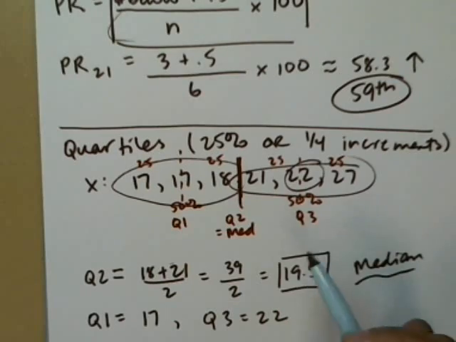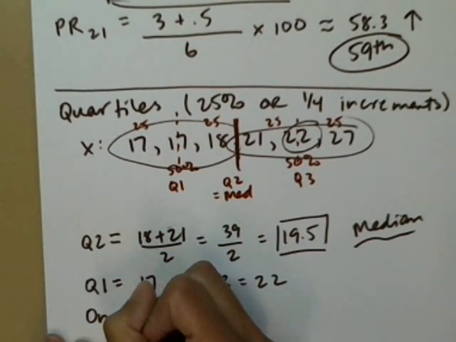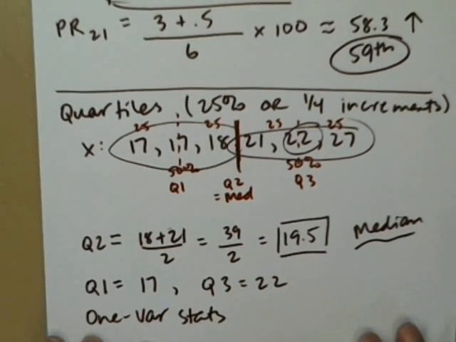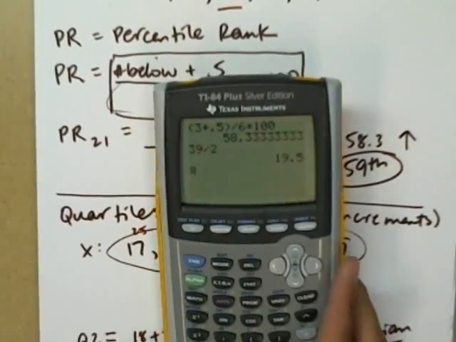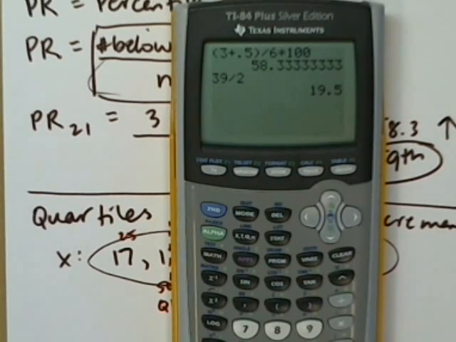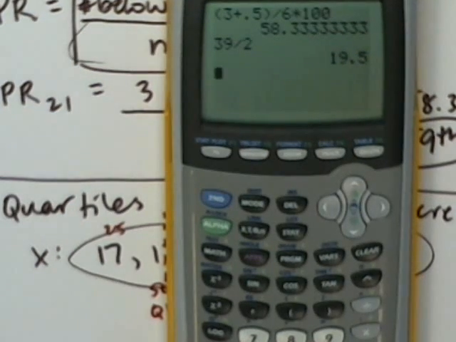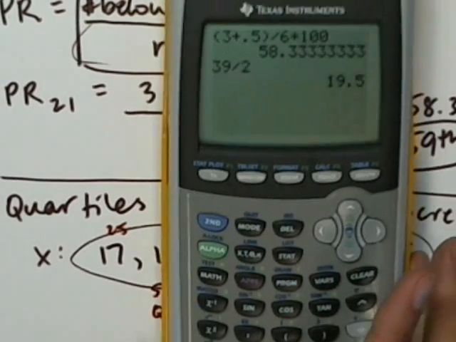You can find quartiles, not percentiles, but you can find quartiles using one variable stats on your calculator. And I'm going to go ahead and do that. You can do that for any kind of a list. So I'm going to grab my calculator here. I'm going to put the data into L1 and then go ahead and calculate with one variable stats. So let me focus in just a little bit better so that you can see.